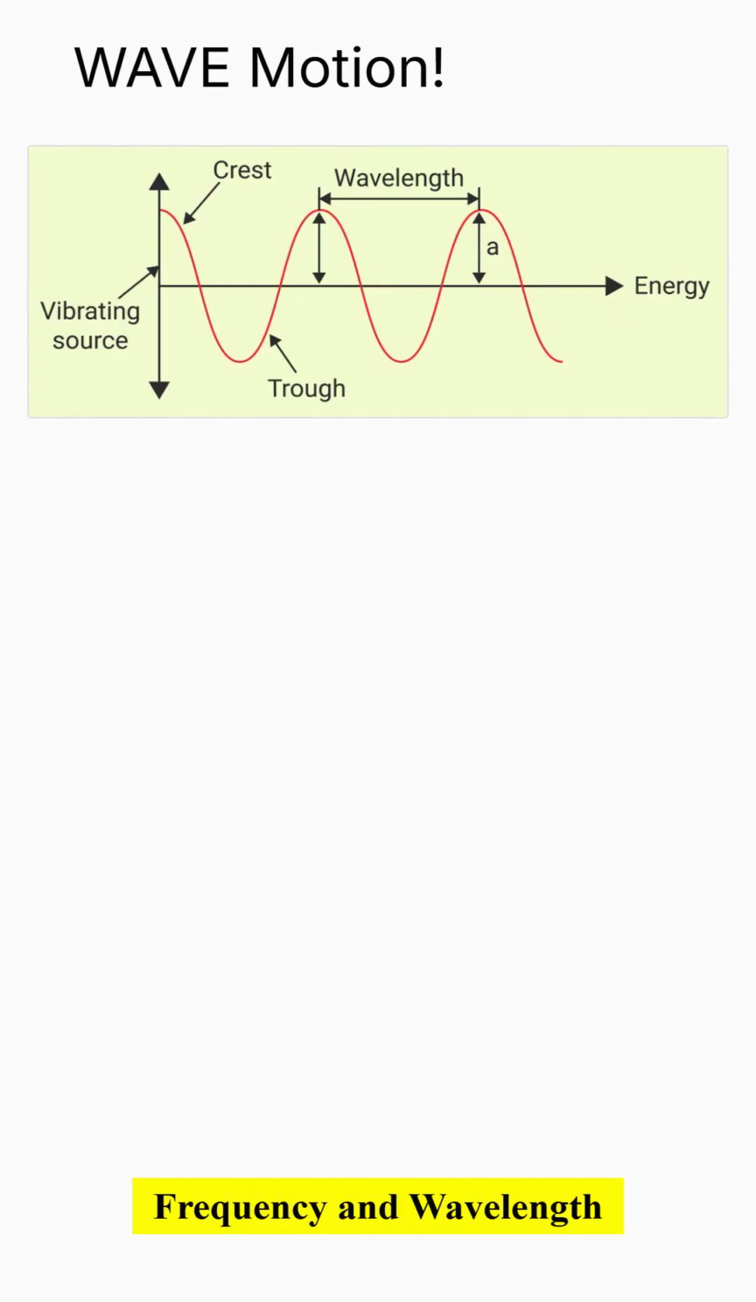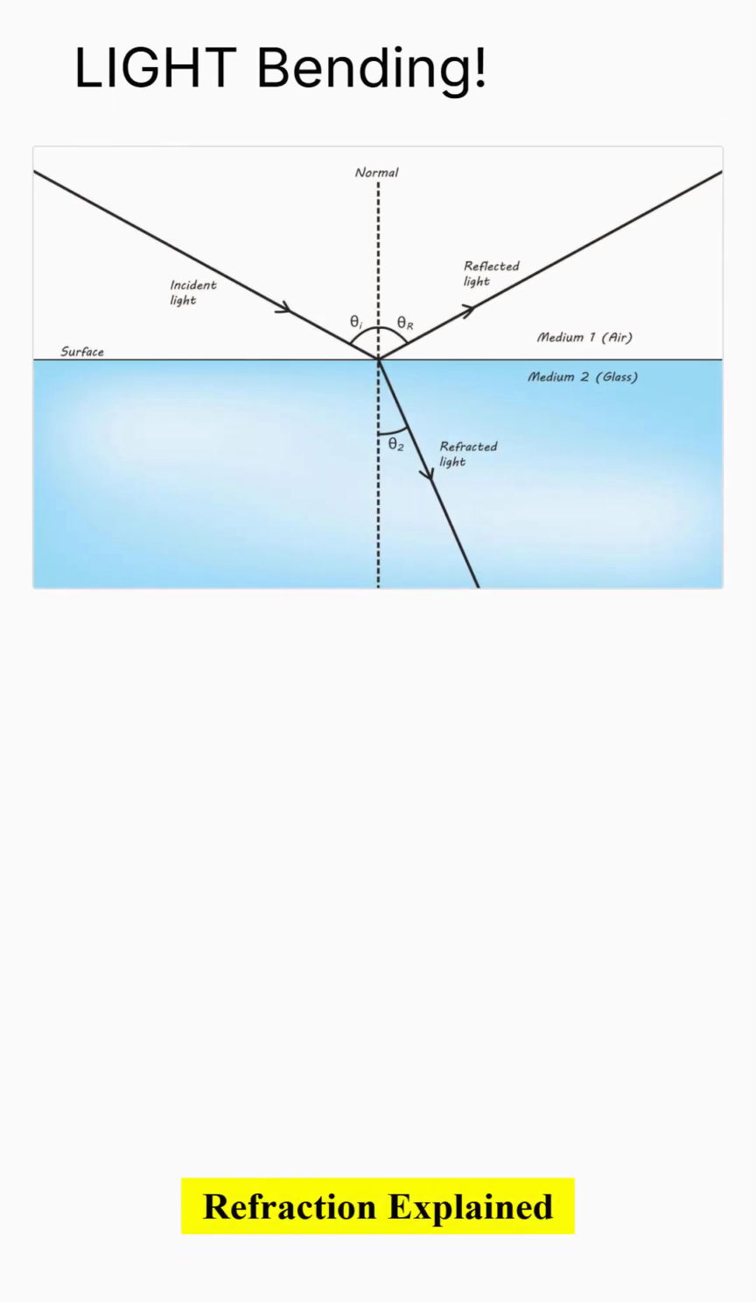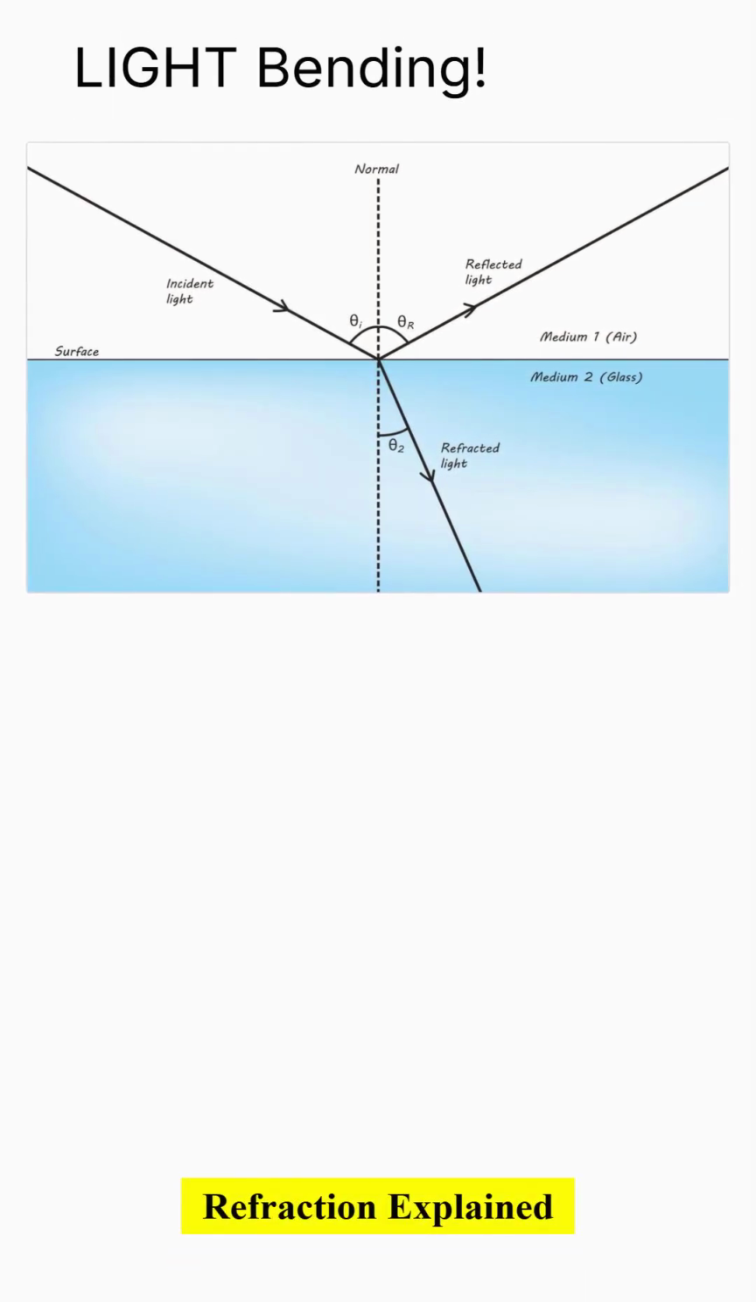Waves carry energy through space. The fundamental equation for wave speed is v equals f lambda, where v is the wave speed, f is the frequency, how many waves pass per second, and lambda is the wavelength, the distance between wave crests. Ride the wave.